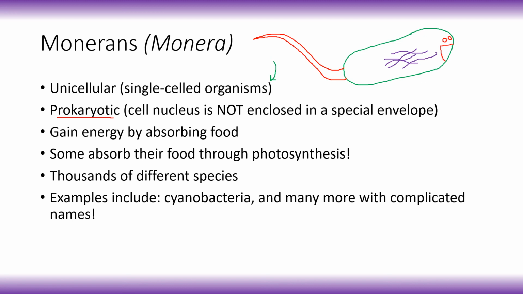But that's why some of the Monerans get pretty creative with things like the photosynthesis and stuff. So they have different ways of absorbing their food, and there are lots and lots and lots of different species of Monerans. And on the next slide, I'm going to show you a little bit of an example of just how many different things there are that fit into that, which gives some context to the different kingdoms that we're talking about here. There are lots of examples of Monerans.